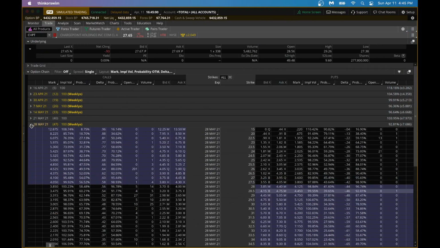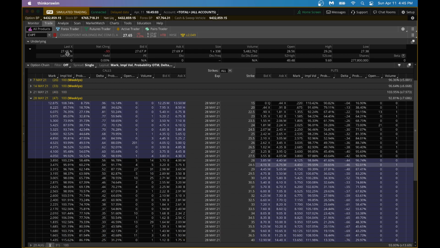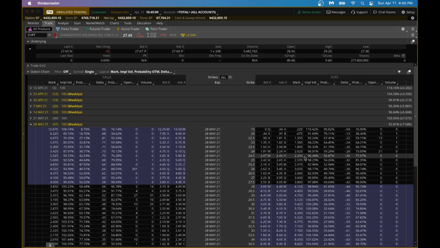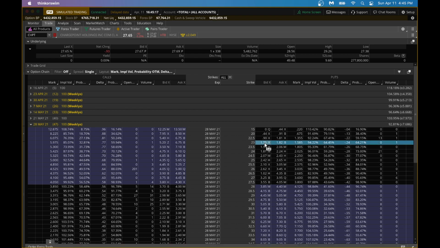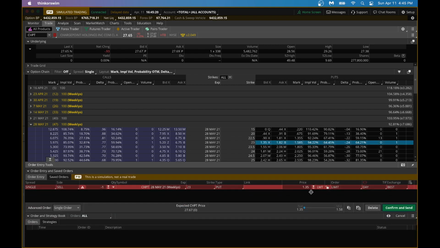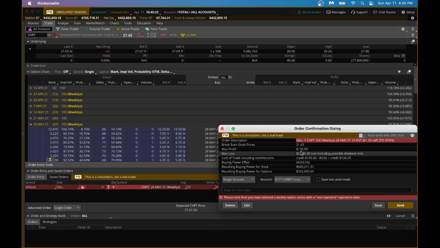And option chain, I think 47 days is good enough. Stock price is at 27. And if you want to sell a put option outright, you could go around maybe right here, 23. That's a good price. You'll get some money. It's 24 delta. You could sell outright and bring in $1.35 or $135. Your max loss is 2165 and your break even is 21.65.